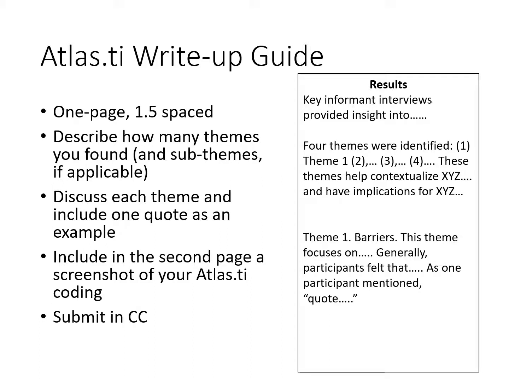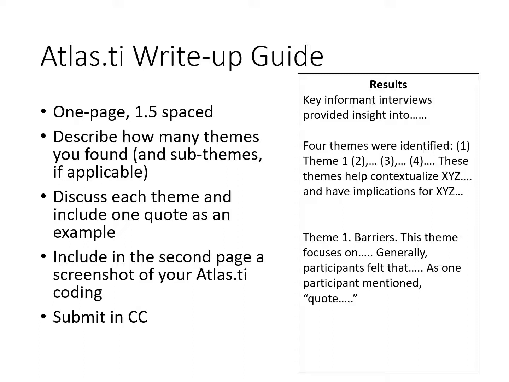And then you're going to talk about each theme. I would label it really clearly. Theme 1 is barriers, and this theme focuses on whether participants decide to participate in an intervention or whatever it is. Then you're going to describe it a little more. Generally, participants felt that these were some of the barriers, X, Y, Z. I'm using plural because we're going to pretend you've analyzed 10 key informant interviews, though you're only looking at one transcript. But feel free to write it up as if you looked at a bunch.